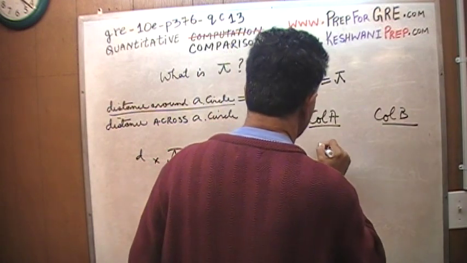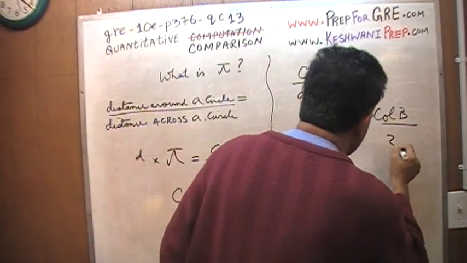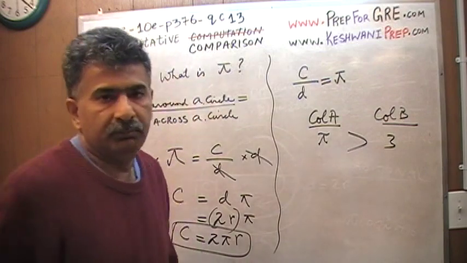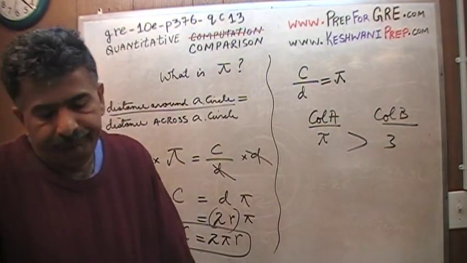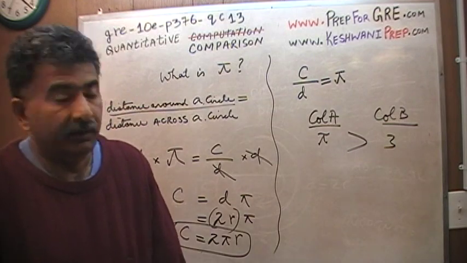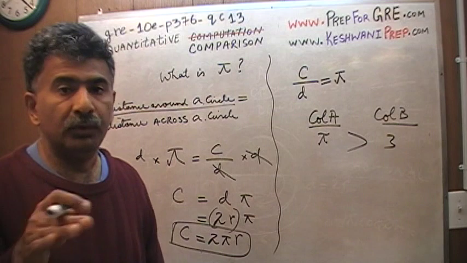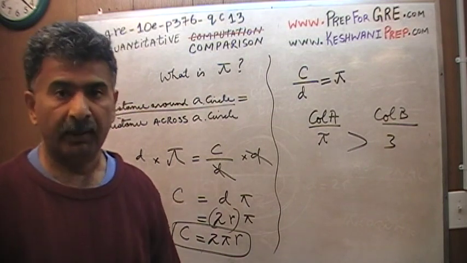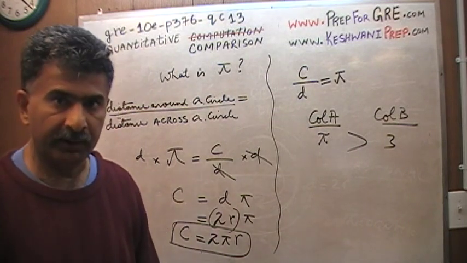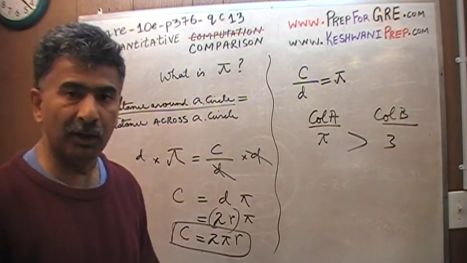So basically what they're asking you to do is compare, in column A you have pi, which we know is 3.14 something, versus 3. We already know pi is more than 3. That's all it is. We're done. That's what the problem is about. And if you understood that part, you wouldn't have to do all the other mumbo jumbo that I'm about to do. So now let's do the same problem again with the mumbo jumbo.